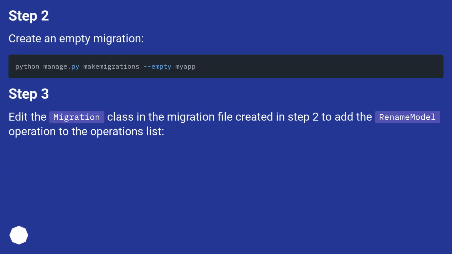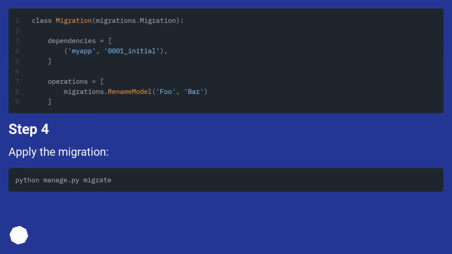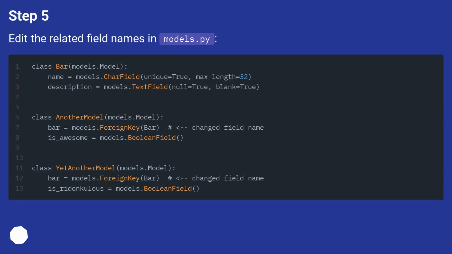Step 2. Create an empty migration. Step 3. Edit the migration class in the migration file created in Step 2 to add the rename model operation to the operations list. Step 4. Apply the migration. Step 5. Edit the related field names in models.py.